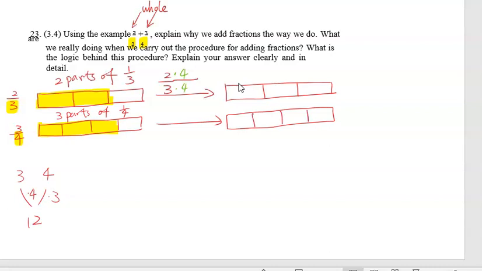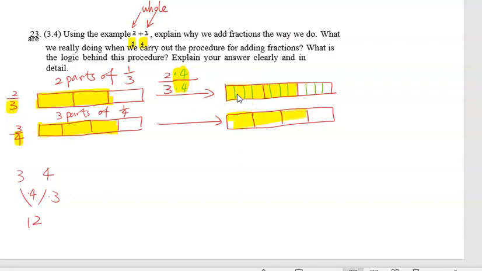What we're going to do is multiply by 4, which means we divide each part into 4 smaller parts. So cut in half, half, and half. Half, half, half, half, half, half. Notice that originally we had 3 parts. Now it's 12 parts. And let me also shade the two parts we had before. Two parts becomes 8 now.